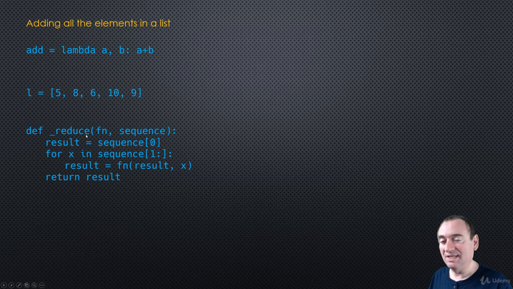So this code is the same as that reduce function that we just wrote. I haven't changed that at all. The only thing I've changed is that we're going to pass the add function for the function in this underscore reduce function. So if we call underscore reduce add comma L, what happens? Well, let's step through it. The result is going to be sequence 0. So the result is going to be 5.